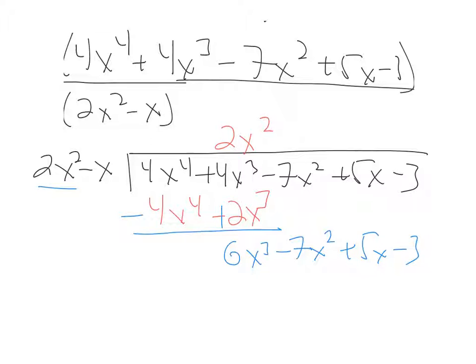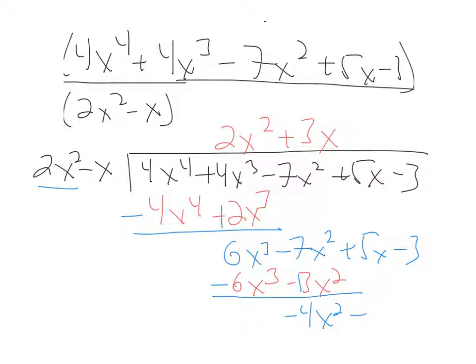Then I ask myself, what times 2x squared is 6x cubed? Well, that's going to be 3x, right? So 3x times 2x squared is 6x to the 3rd, and then 3x times negative x is negative 3x squared. And I got to remember to change my signs because I'm subtracting. That leaves me negative 4x squared plus 5x minus 3.